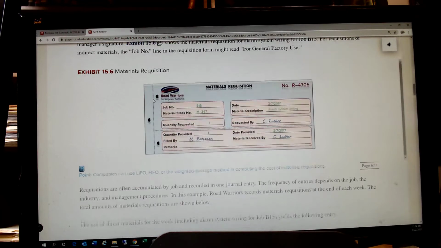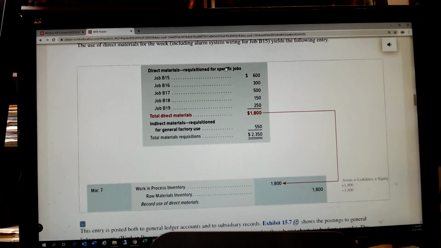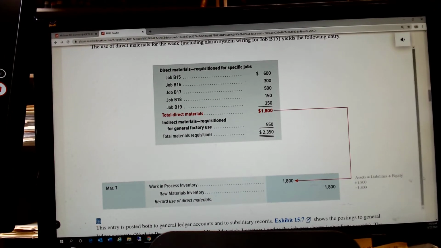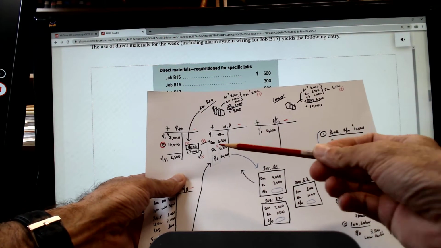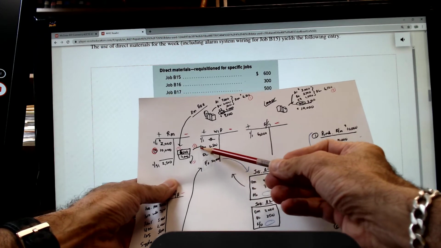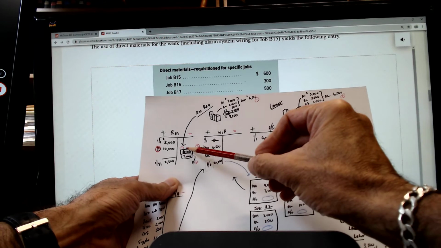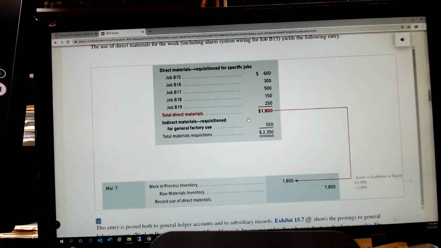Let me go back to where they did this summary. They did a summary here somewhere. Here it is. That for a period of time, the total material requisition slip showed $2,350 taken out of raw materials. We addressed the direct materials in that we are going to transfer the direct materials from raw materials to work in process with this entry. Just take it right out of raw materials and put it to direct materials. But what about the indirect portion?